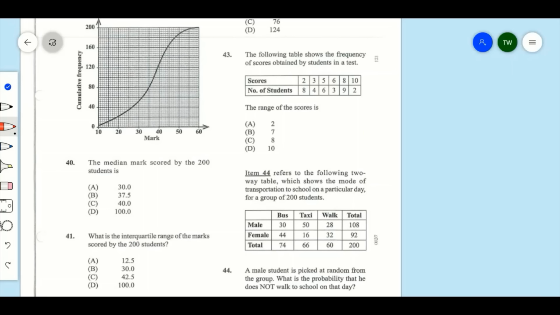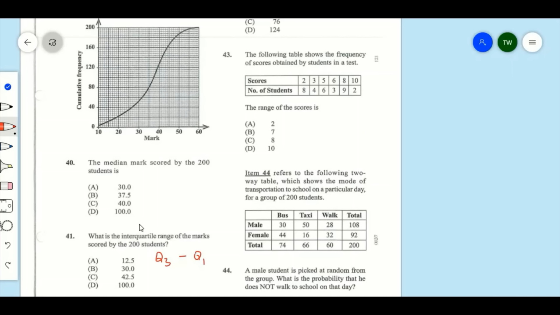Now, item 41. What is the interquartile range of the marks scored by the 200 students? Now, the interquartile range is the third quartile minus the first quartile. So that is going to be Q3 minus Q1, right? And that will give us the interquartile range.